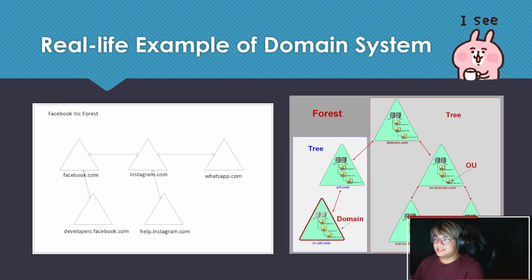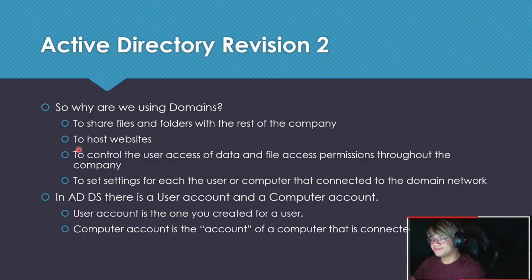This is what they call a forest, Facebook Inc. forest. We have facebook.com, with the child domain developer.facebook.com. We have another domain called instagram.com, and the child domain of instagram.com is help.instagram.com, and we have whatsapp.com over here. And this arrow over here is what we call a transitive trust, meaning they trust each other. They can share stuff with each other. If the trust is only one-sided, then this one only trusts this one. But this is not important for you this semester. It's only important next semester, in enterprise networking.